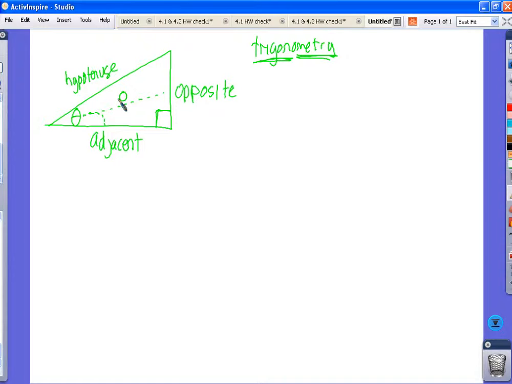But what remains the same, if these angles are the same, are the ratios of all the sides to all the other sides. For example, if you take the opposite over the hypotenuse, no matter how big this triangle is, whether it's this size or so big that it encompasses the whole Earth, it still has the same proportion, as long as this angle stays the same. And this opposite over hypotenuse ratio has a name. Do you remember what this name is? Sine.